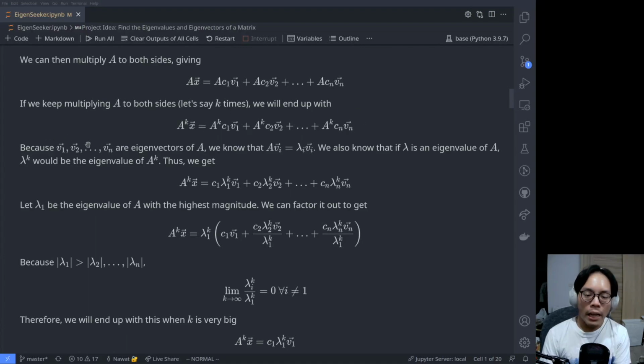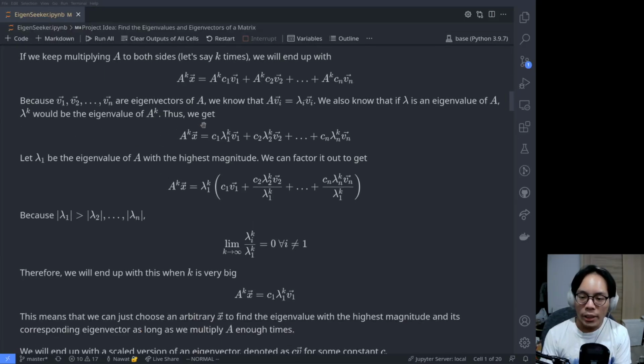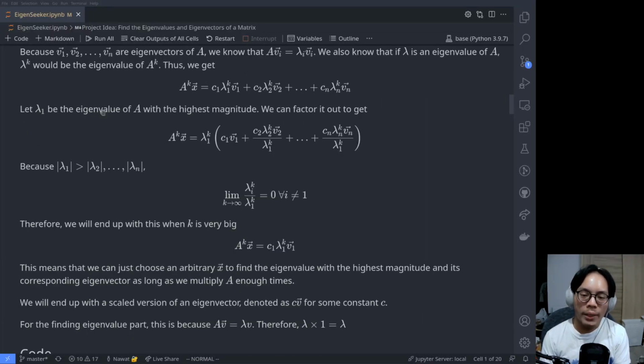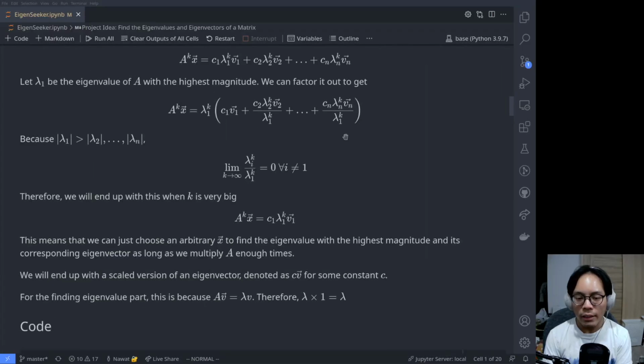And we're going to end up with this. And because we know that vectors v_1 to n are eigenvectors, and we know that the definition of eigenvalue and eigenvector is this. We also know that if lambda is an eigenvalue of A, then lambda to the k is the eigenvalue of A to the k. So we can kind of, quote unquote, simplify it to this expression here. We can let lambda_1 be the eigenvalue of A with the highest magnitude, and then we can factor it out from this expression to get this expression instead.